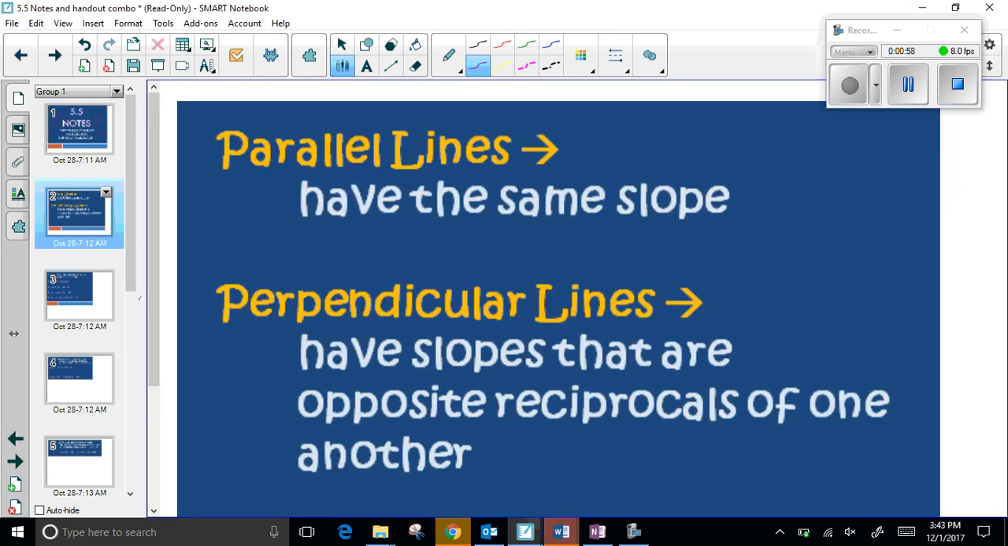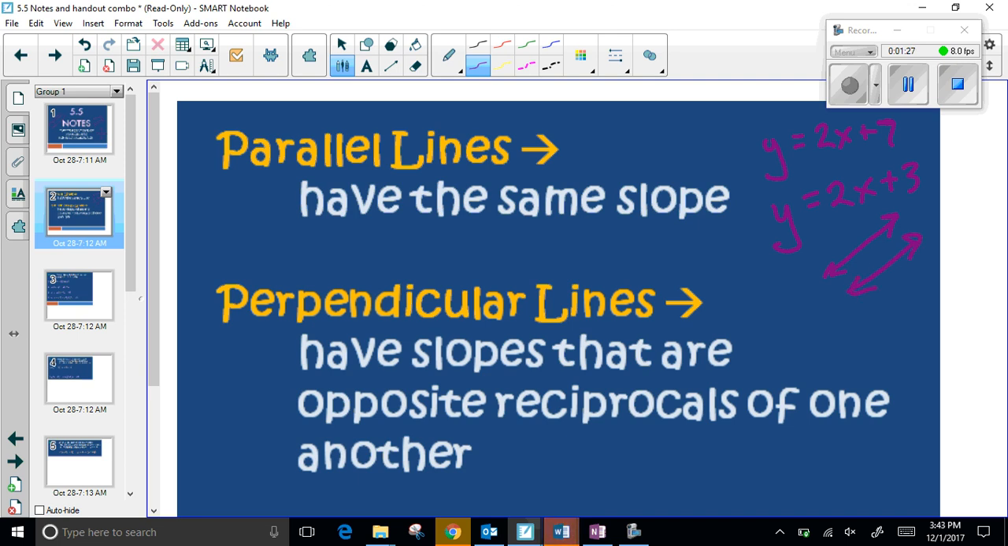Here's a nice quick note for you. Parallel lines have the same slope. I'll give you an example. y equals 2x plus 7. That line right there has a slope of 2, or a rise over run of 2 over 1. Another line that would be parallel to it is y equals 2x plus 3. Those lines wouldn't be exactly the same, but they would run alongside each other on the graph, going in a positive direction.